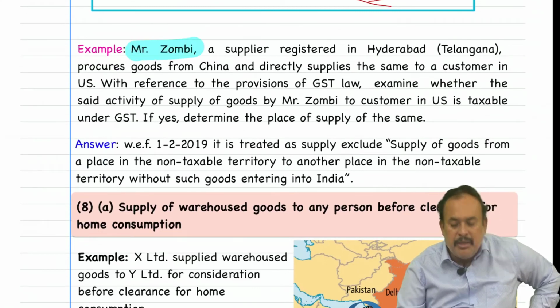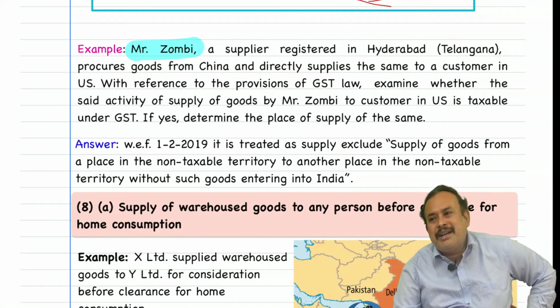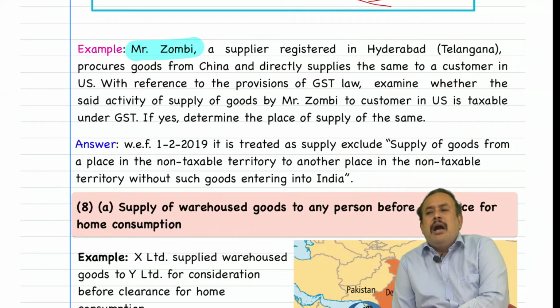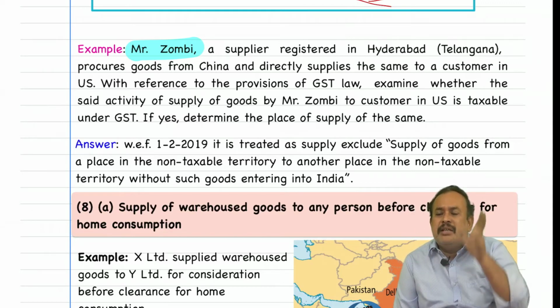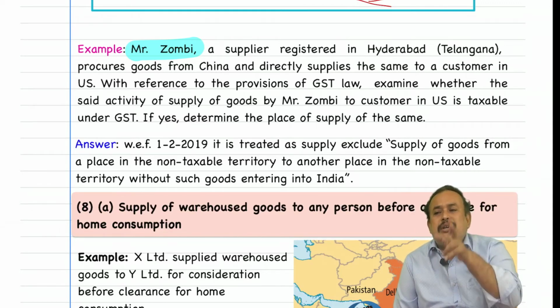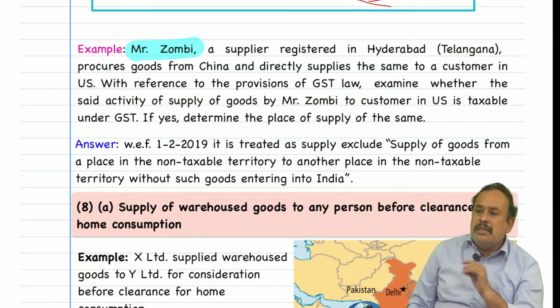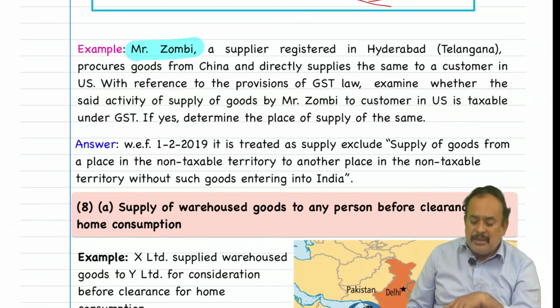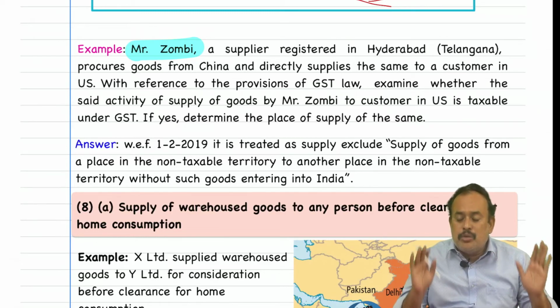One example is here. Mr. Jumbi, a supplier registered in Hyderabad, Telangana, procures the goods from China and directly supplies the same to a customer in the US. With reference to the provisions of the GST law, examine whether the said activity of supply of goods by Mr. Jumbi to the customer in the US is taxable under GST. If yes, determine the place of supply in the given case. From where to where are the goods moving?